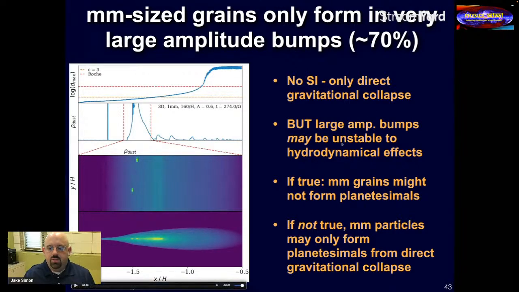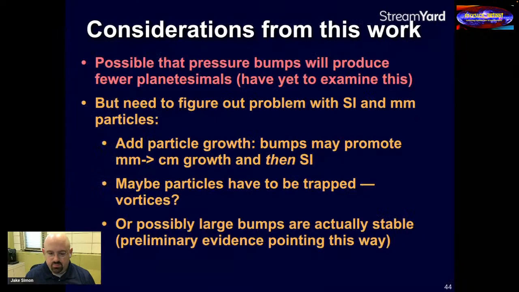But if indeed these disks are stable, or these bumps are stable, then millimeter-sized particles can form planetesimals, but perhaps not through the streaming instability, but just by direct collapse. And so this is another mechanism that we really want to understand further and compare with observations.